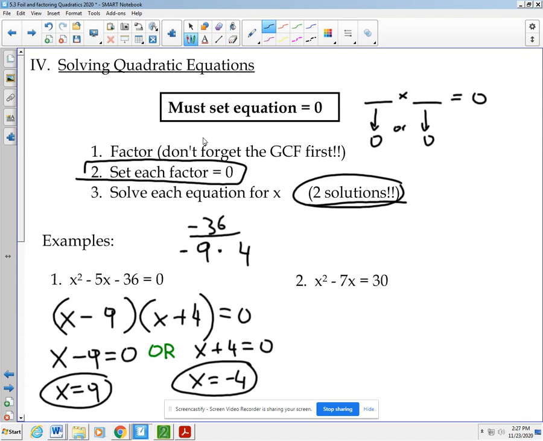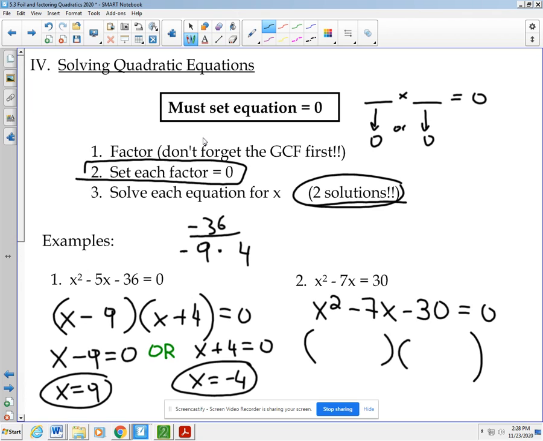Okay, so example number 2, x squared minus 7x is equal to 30. First, you have to write it in standard form, which means the 30, you have to move to your left. So if you subtract 30 from both sides, you will get x squared minus 7x minus 30 is equal to 0. Now look for GCF. We cannot factor anything because there's 1 in front of x squared, so that's a prime number. So now take a moment and try to factor this trinomial.